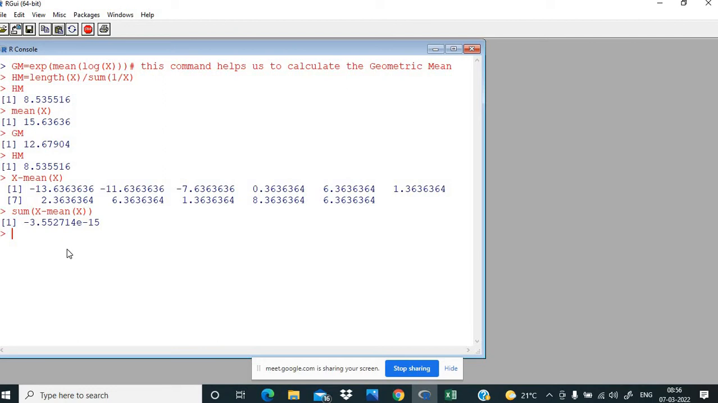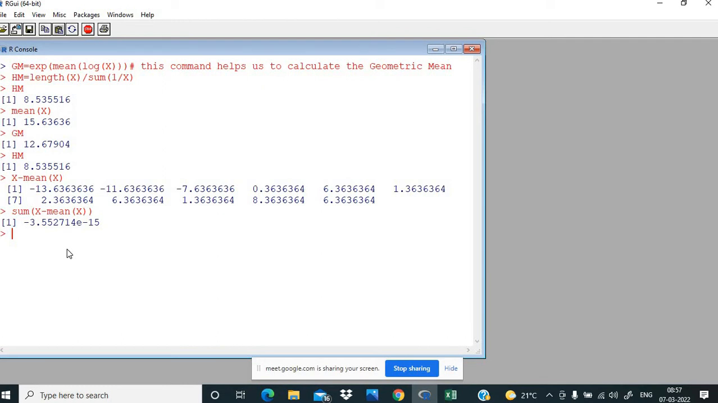It means minus 3.55 into 10 to the power minus 15. That means before the first 3, after the point, there will be 14 zeros. So 0.00000000000000355, so it is very close to 0. So this is correct. The computation is going in the correct direction.